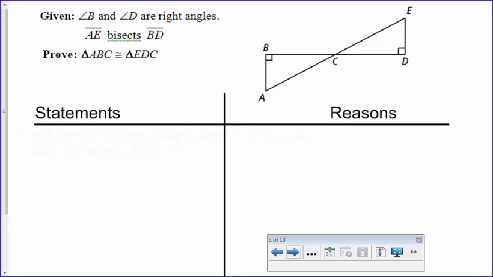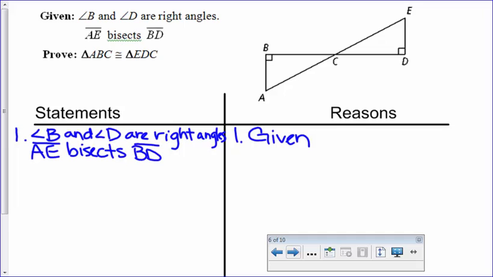All right, so now we have several different things happening in the given. It says angle B and angle D are right angles. That's marked on the diagram. Side AE bisects side BD. Right now, we have nothing in our steps that says any angle or side are congruent. But it tells us that we have right angles. Well, what do you know about right angles?